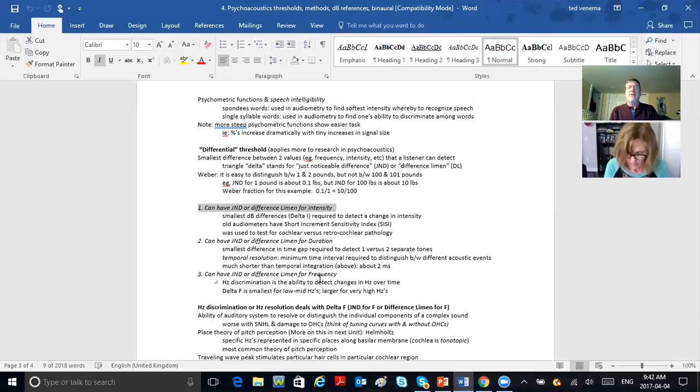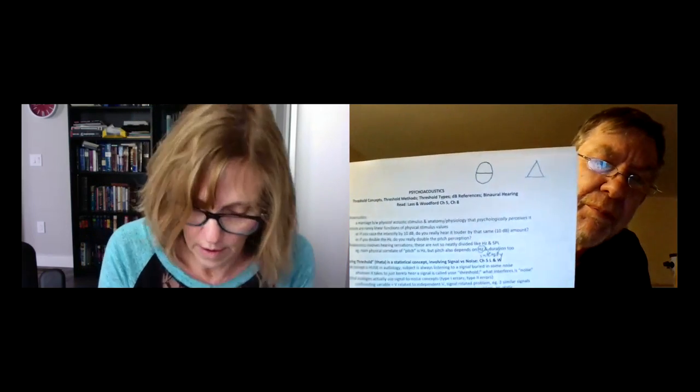And the symbol for differential threshold. Remember a couple of weeks ago, I held up my paper and I went, that's the symbol for threshold. Well, the symbol for differential threshold is a triangle, delta. Delta F means what's the just noticeable difference for frequency. Delta I, what's the just noticeable difference for intensity.